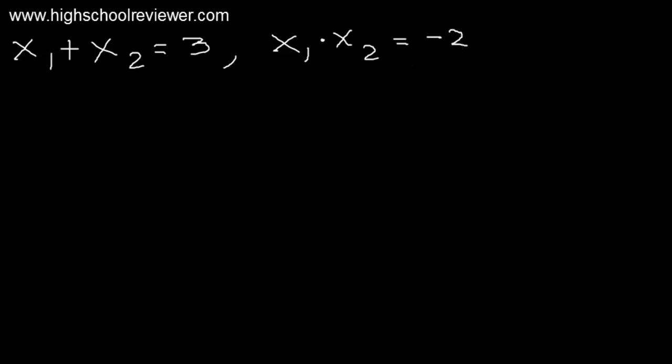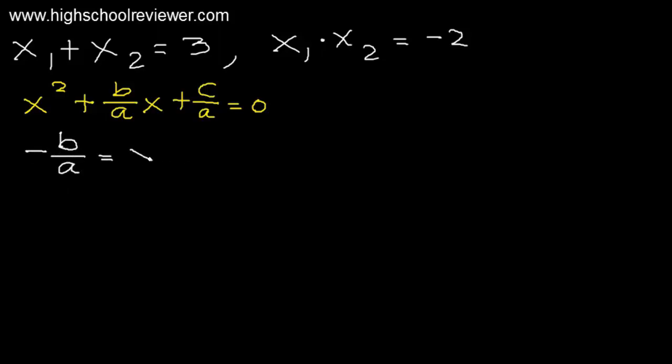Our next problem, we have x sub 1 plus x sub 2 equal to positive 3, and x sub 1 times x sub 2 equal to negative 2. One of the forms of writing a quadratic equation is x squared plus b over a multiplied by x plus c all over a equals 0. And we know that negative b over a is equal to x sub 1 plus x sub 2, and we also know that c over a is equal to x sub 1 times x sub 2.